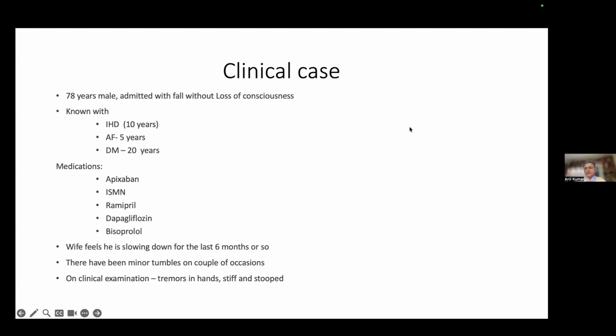So he's slowing down, isn't it? I mean, he's slowing down, he has got tremors. So we are thinking about Parkinson's disease, isn't it? So this talk, I'll just give an overview of Parkinson's. And then this patient is falling, isn't it? So you really need to think about whether we need to really exclude postural hypotension. He can fall from the Parkinson's disease.